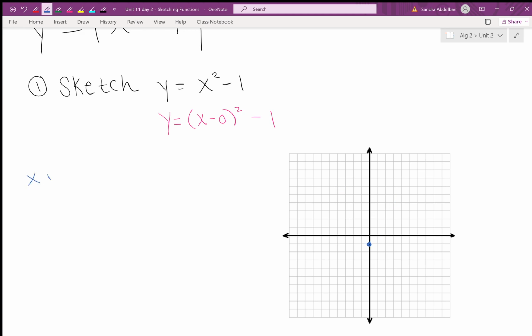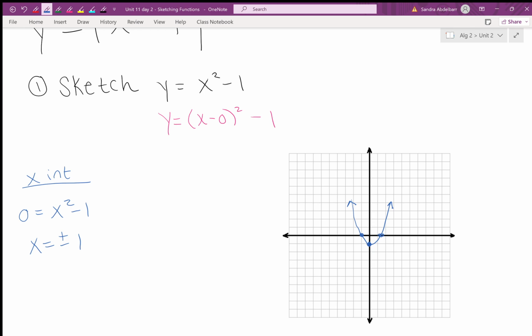So the x-intercept is going to be 0 equals x squared minus 1. So what are my x-intercepts? Plus minus 1. We already know our y-intercept, right? You're going to miss something important.